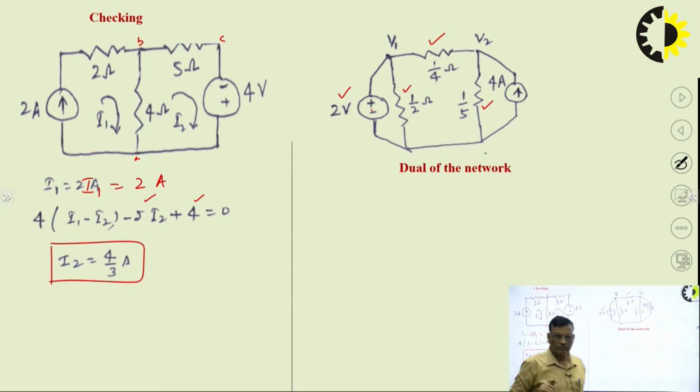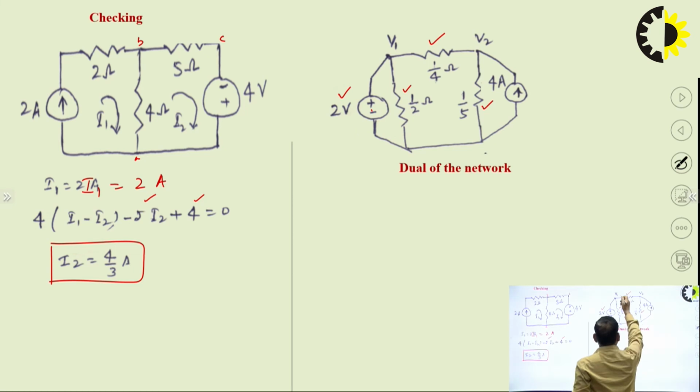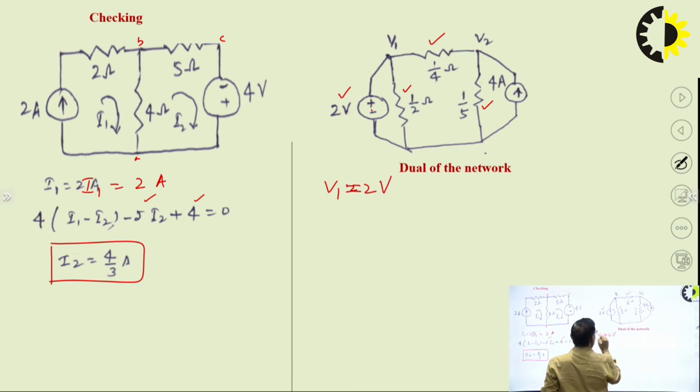So from the original network, applying Kirchhoff's voltage law, we have found I1 and I2. In the dual network, I1 corresponds to V1 and I2 corresponds to V2. So V1 should be 2 volt and V2 should be 4 by 3 volt. Now check here. We can see V1 is 2 volt.